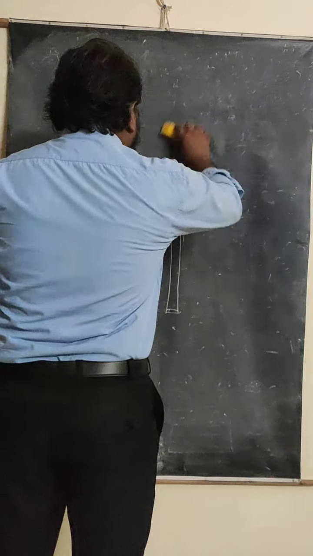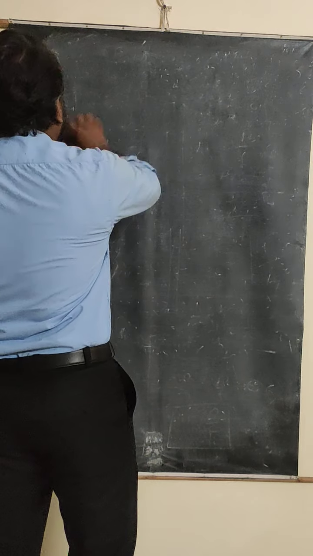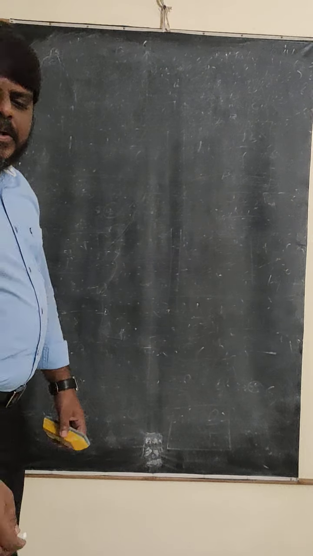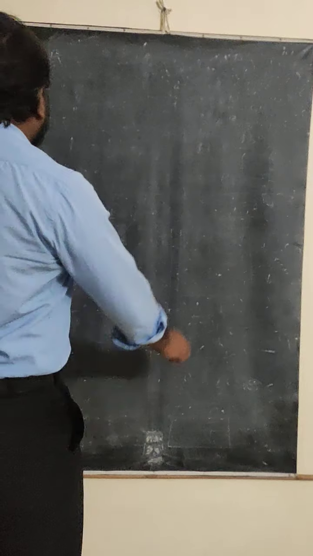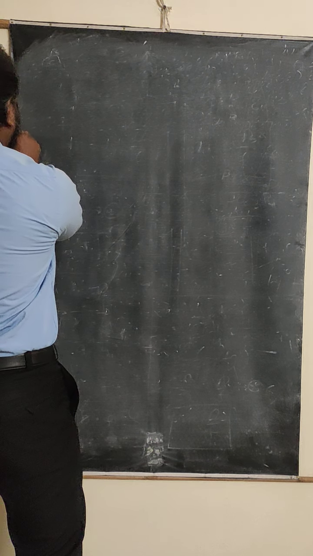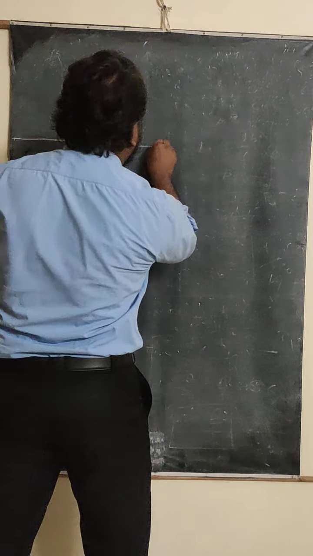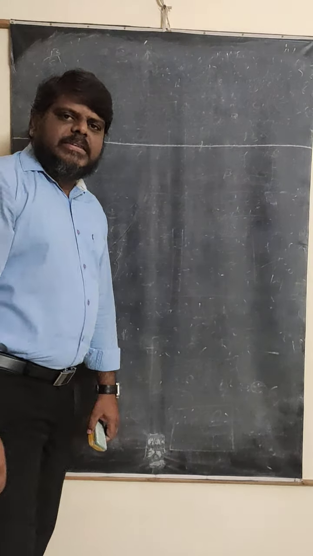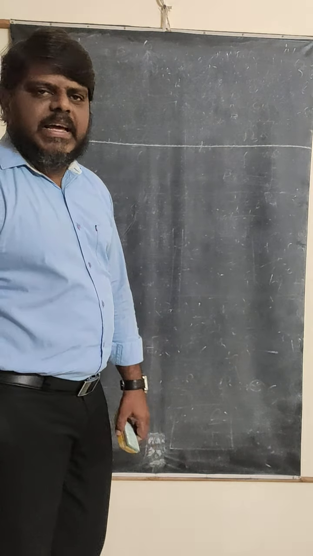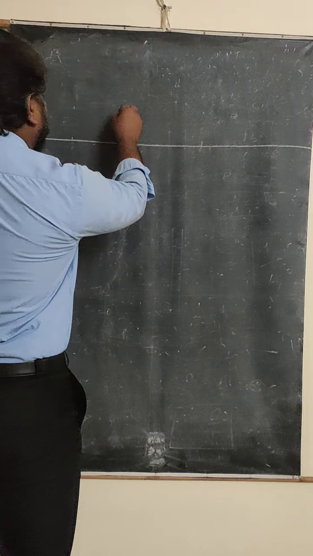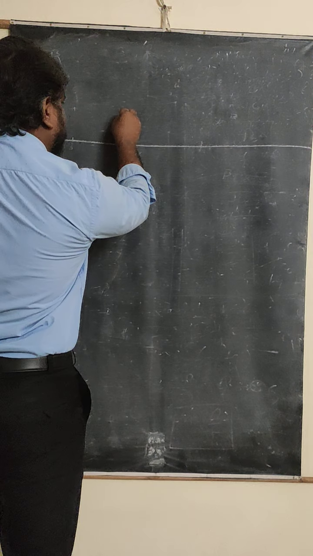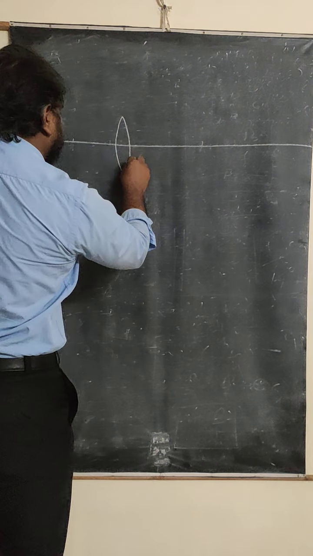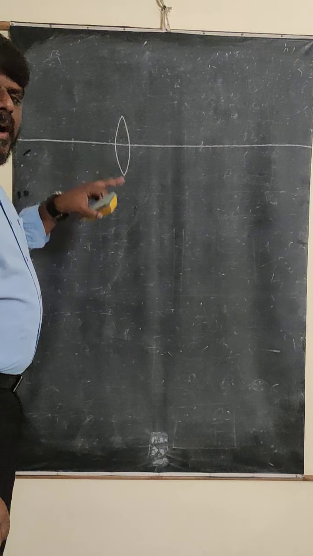Let us discuss the construction of the compound microscope and how the ray diagram will look. First, I am going to take the principal axis. This is the principal axis I am taking. We have already discussed that the principal axis can be extended up to infinite distance. After that, I am going to take one lens of small focal length. This small focal length lens is called the objective lens.